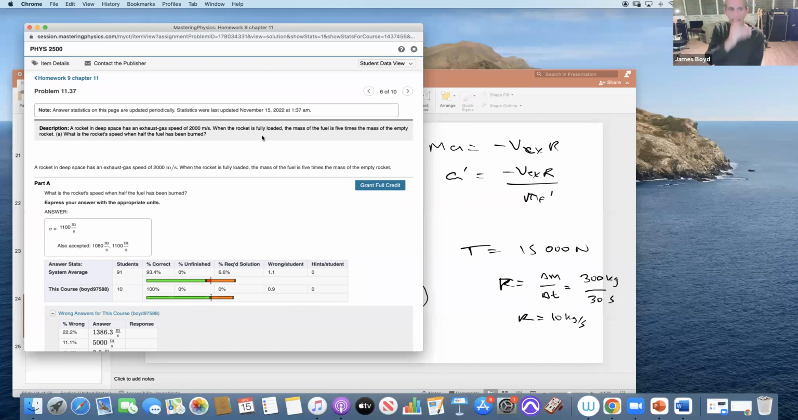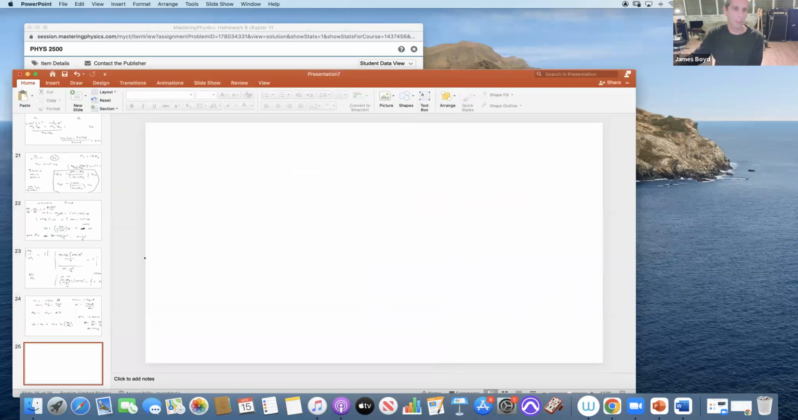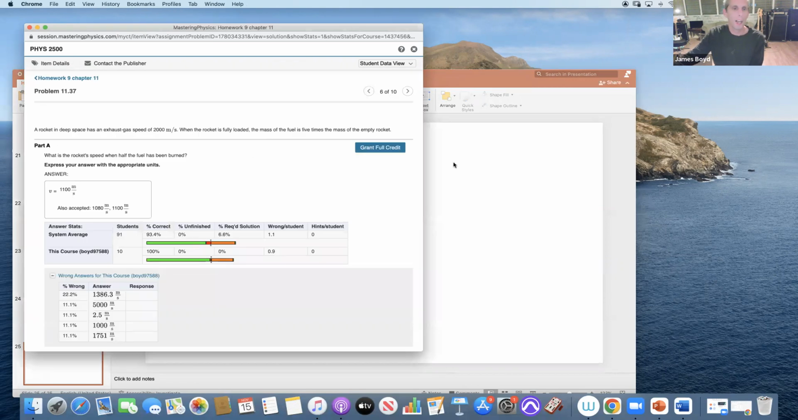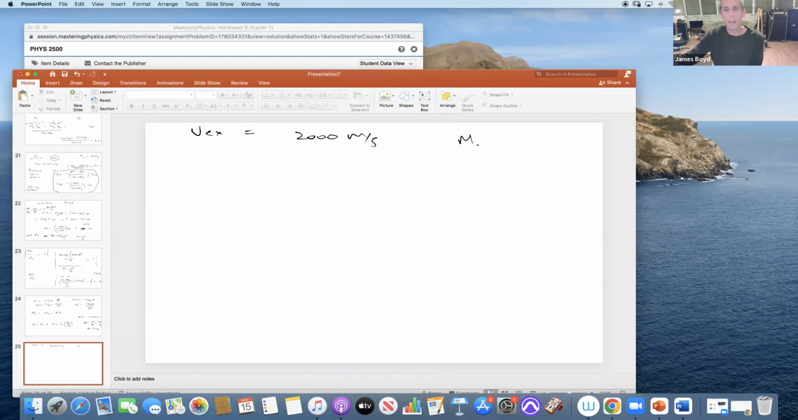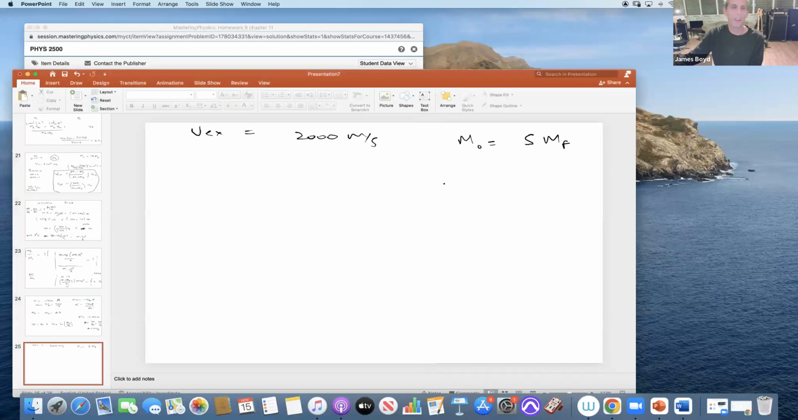So this is a little bit harder. What if the exhaust gas is 2,000 meters per second? So V exhaust is 2,000 meters per second, and mass initial is 5 times mass final. Once half the fuel has been burned, the mass of the fuel is 5 times the mass of the empty rocket. So actually, I shouldn't say that.